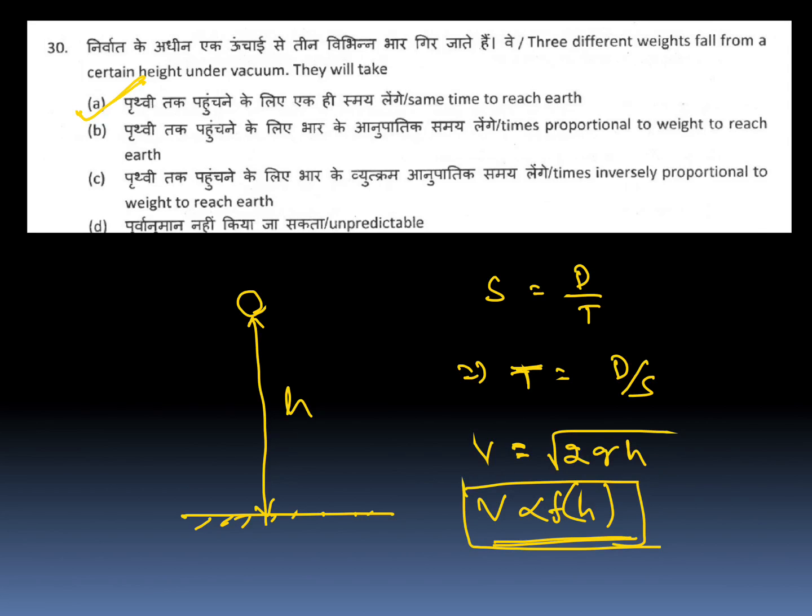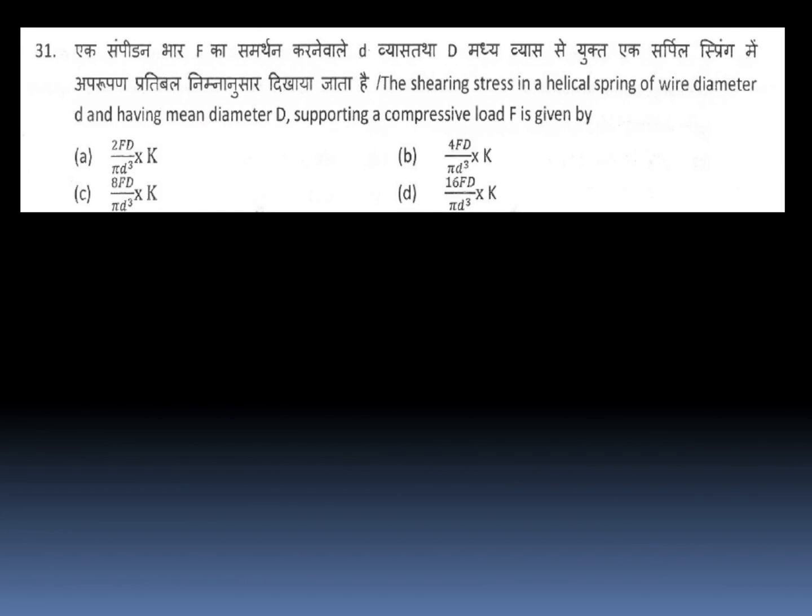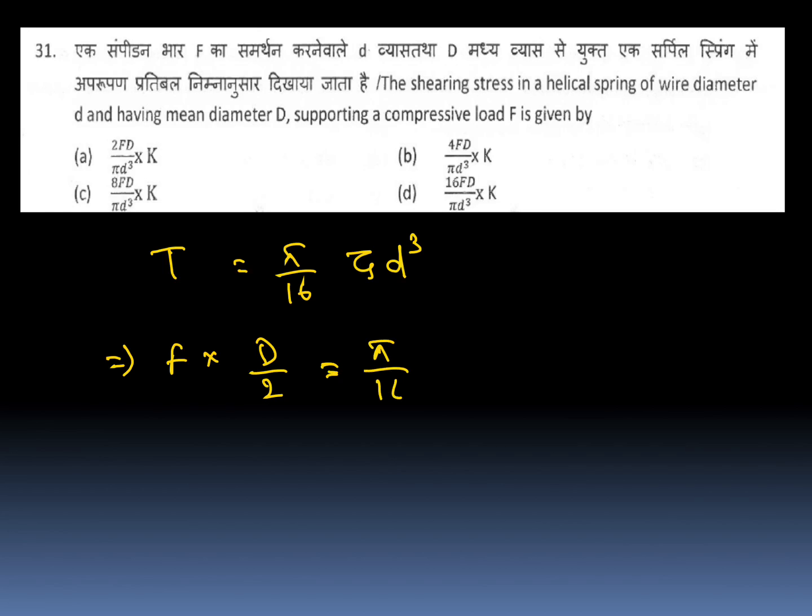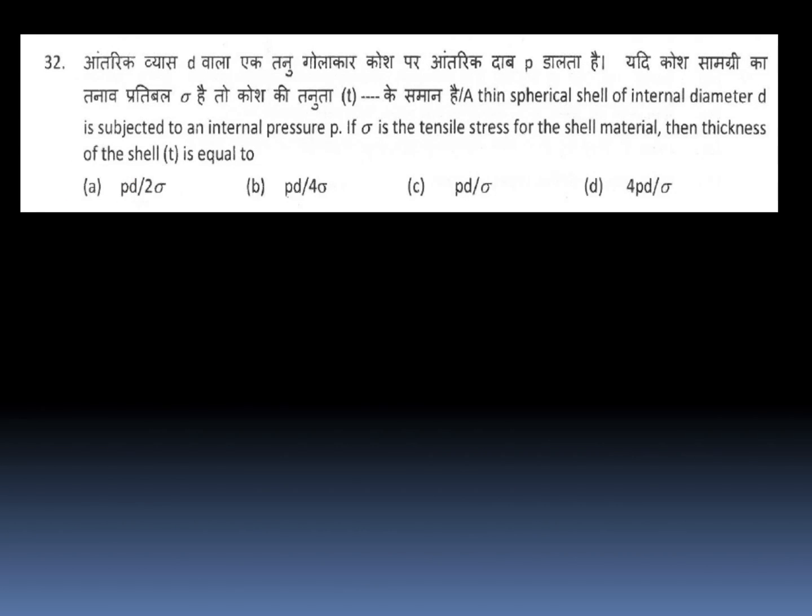Question: the shearing stress in a helical spring of wire diameter small d and mean diameter capital D supporting a compressive load F is given by what? We know torque is pi by 16 tau s d cube. Then torque is force into distance, or F into D by 2. Capital D is your mean coil diameter, and d is the wire diameter. So from here tau s is 8FD divided by pi d cube. Here one extra factor k is there, a constant. So 8FD by pi d cube is your answer. C is your answer.